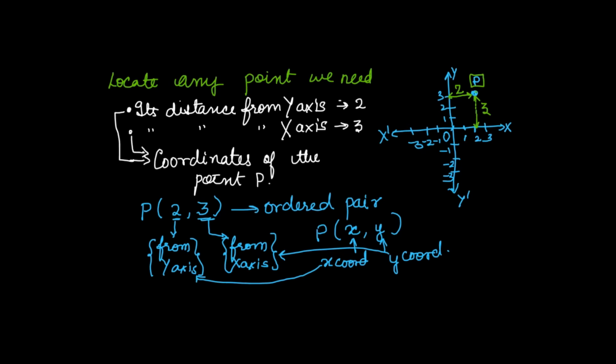And there is one more name for the x and y coordinates, which are called abscissa and ordinate. So if I say that the abscissa of a point is 5 and the ordinate of a point is 6, what are the coordinates of the point or the location of the point? We say P is (5, 6), 5 units from the y-axis and 6 units from the x-axis. Okay, so we understood how we locate a point in a coordinate plane.